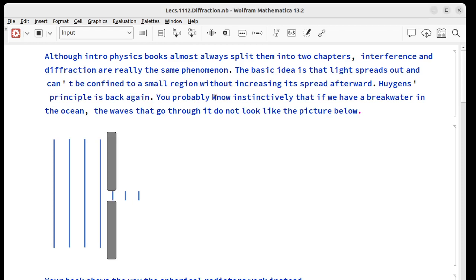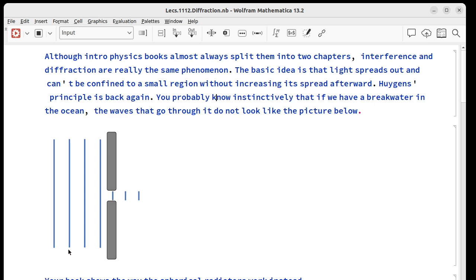Even though pretty much every physics book will split these things into two chapters, interference and diffraction are essentially the same idea. And that is that light will spread out when you confine it, and that then the waves will combine to produce constructive and destructive interference.